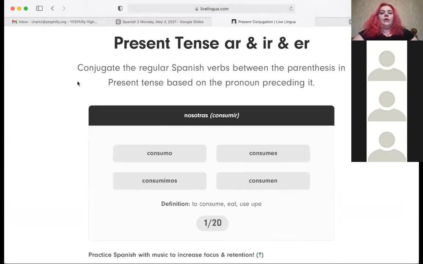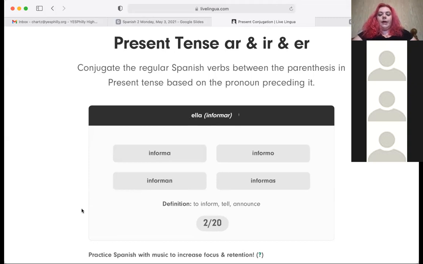Okay, so conjugate the regular Spanish verbs between the parentheses. The subject is nosotros, the verb is consumir, and it has the definition here. Based on what we know about the nosotros form, which one are we going to pick here? It's not the O ending. It's not the ES ending. It's not the EN ending. Nosotros ends in IMOS for IR verbs, right? We're going to pick that one. So which one are we going to pick for ella? And the verb is informar.